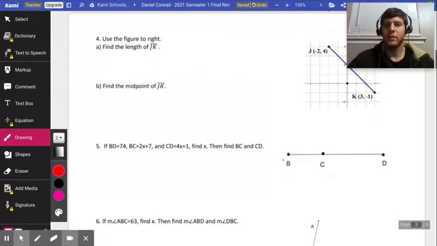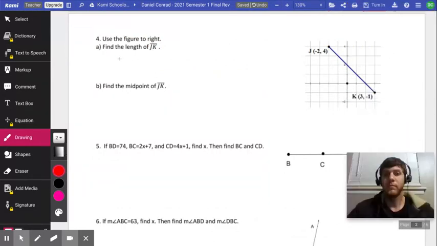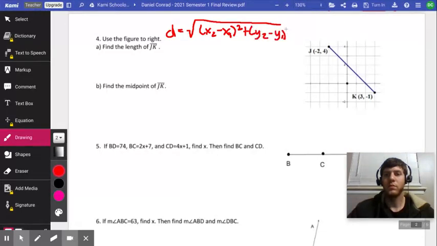So here, number 4, we have the same thing. They're asking pretty much the same question. So we're going to use our distance formula again. So distance is equal to the square root of x2 minus x1 squared plus y2 minus y1 squared. Our two x values are -2 and 3. So square root here, we're going to have -2 minus 3 squared. And then our two y values are 4 and -1. So 4 minus -1 squared.